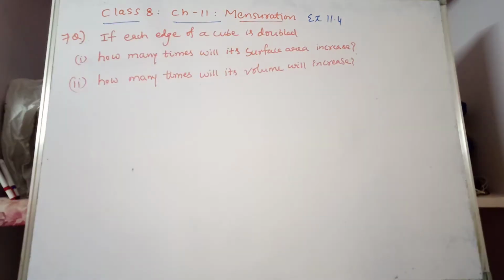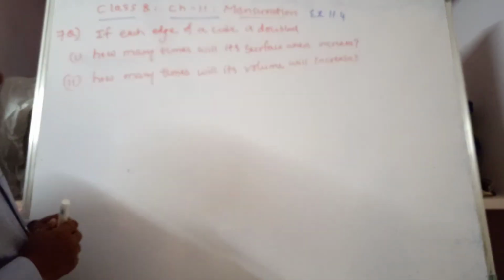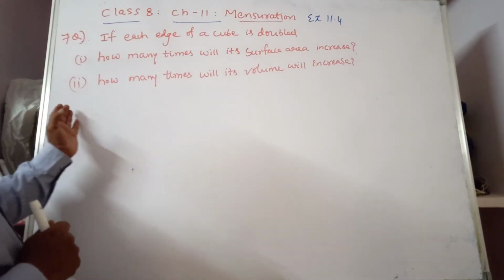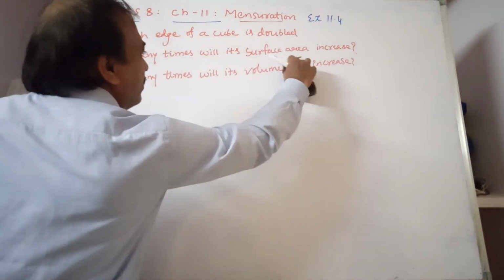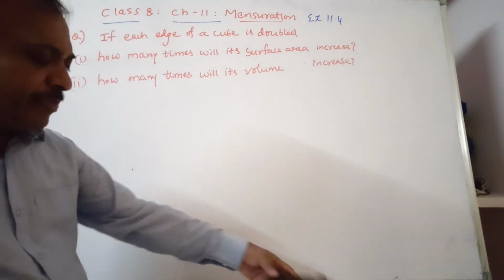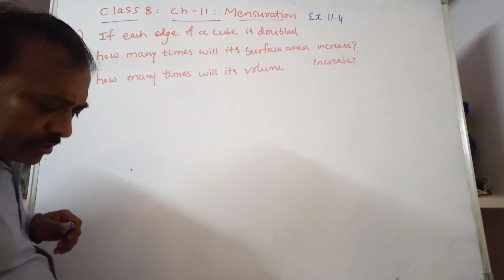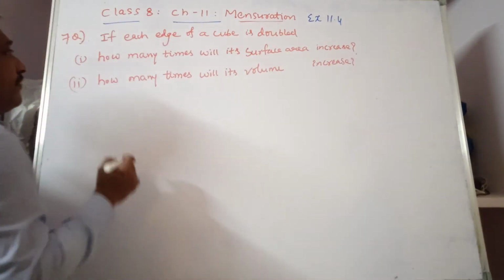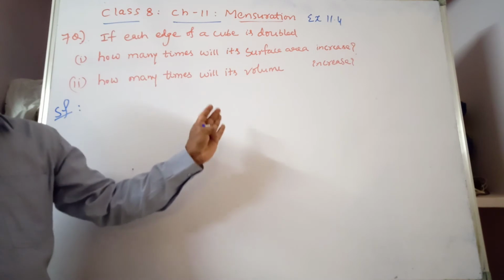Now see question number 7. If each edge of a cube is doubled, how many times will its surface area increase, and how many times will its volume increase? Observe it. The edge of the cube we don't know. When it is doubled, how many times is it going to increase?